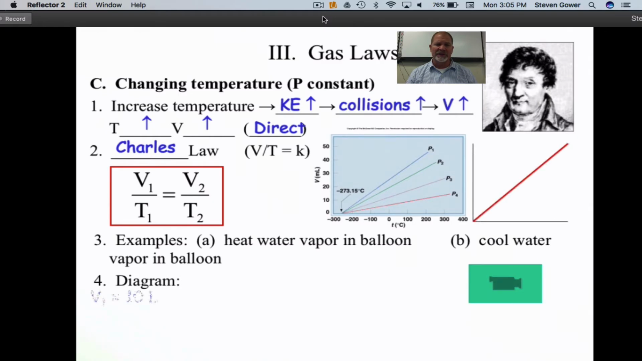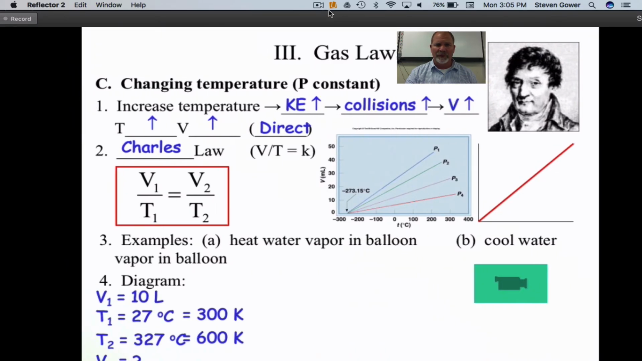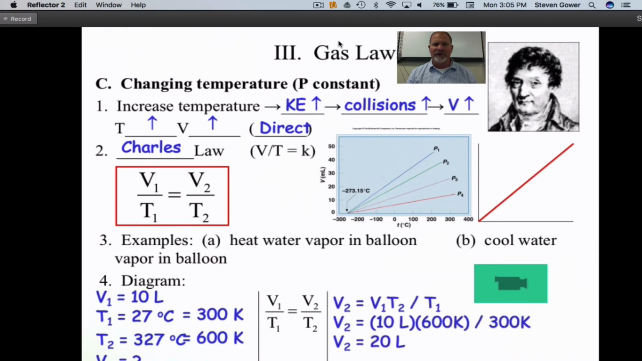In this situation, if I plug my information in, I have my volumes and I have my temperatures, so I convert my temperature to Kelvin, and I realize that my temperatures have doubled. Then I know that my volume must also have doubled. So if my volume was originally 10, now it's going to be 20. If I solve this all the way through, my final volume ends up with 20 as expected.